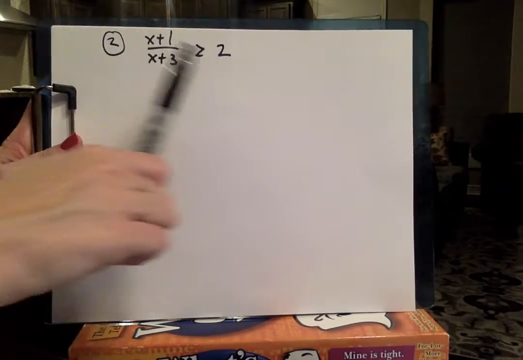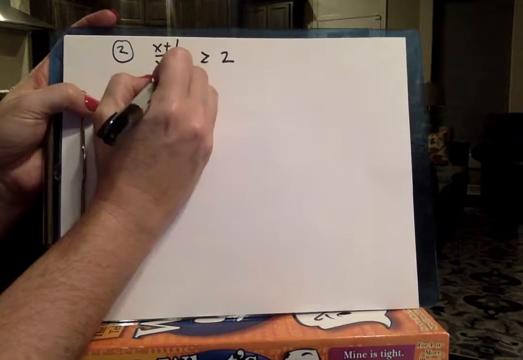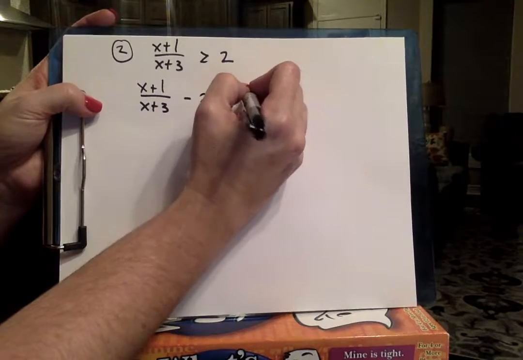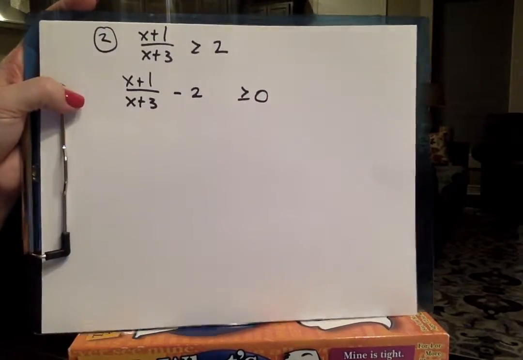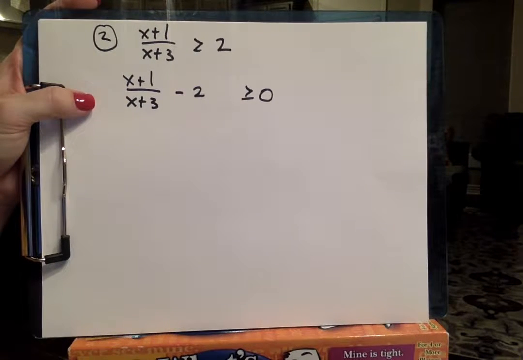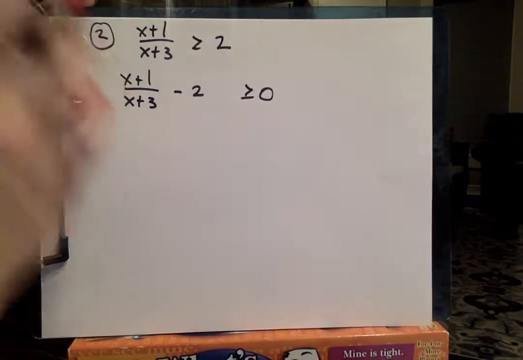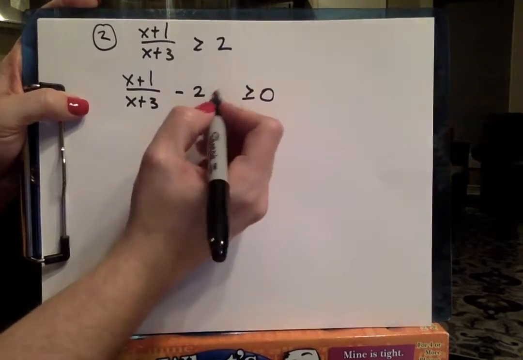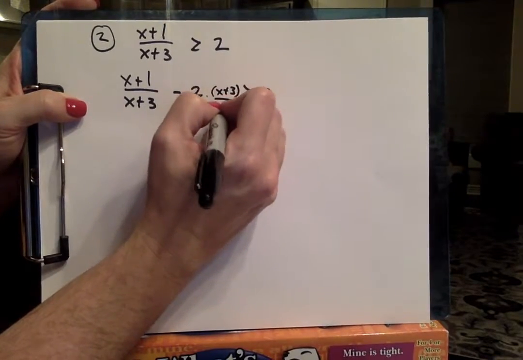Now, in this case, we don't have 0 on the right-hand side. So I would need to start by subtracting 2 from both sides. I'm going to leave a little space here, and you'll see why in a minute. Because we also said in our instructions here that if we need to, we are going to need to do some simplifying so that we have a single quotient. We don't have a single quotient right now. So I'm going to need to get a common denominator. So I'm going to multiply this by x plus 3 over x plus 3.